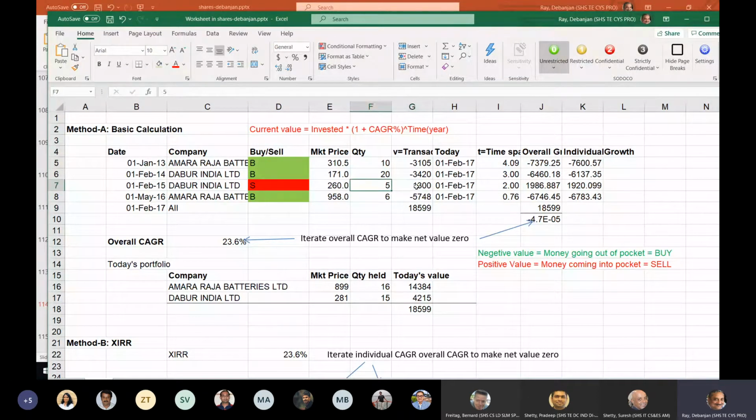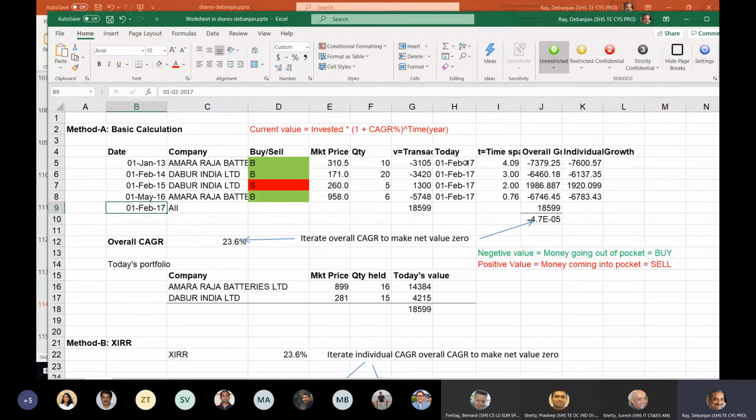And then I've gained 1,300 rupees. So, today, at 1st of February 2017, you are evaluating what is the performance. In fact, you can evaluate at any point of time, but on 1st of February, you have taken a snapshot. Now, what is the performance?